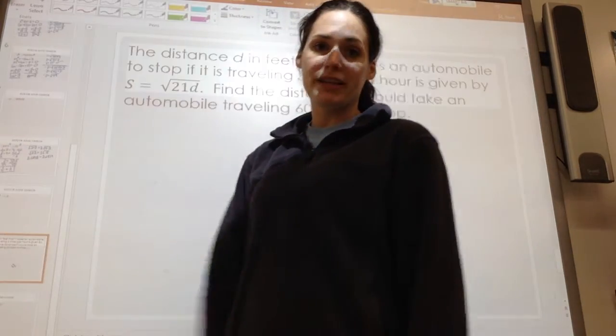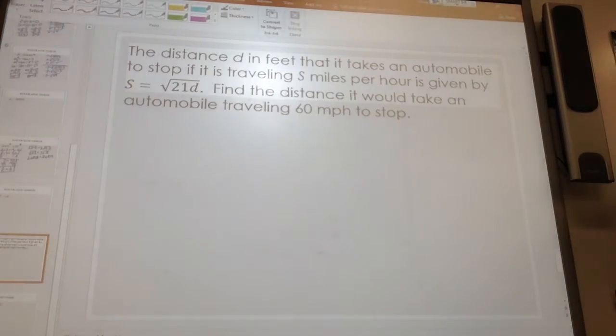It's going to be just like what we did yesterday. So, again, don't panic. Hopefully you can read that. There's kind of a glare, but it says, the distance d in feet that it takes an automobile to stop if it is traveling s miles per hour is given by, and then the equation they give you is s equals the square root of 21d. Find the distance it would take an automobile traveling 60 miles per hour to stop.